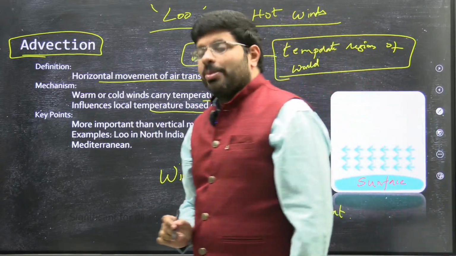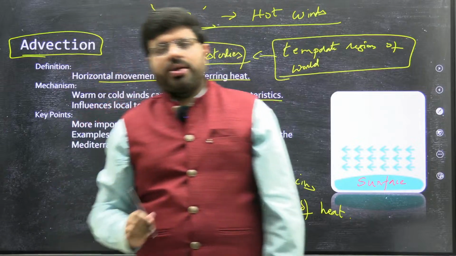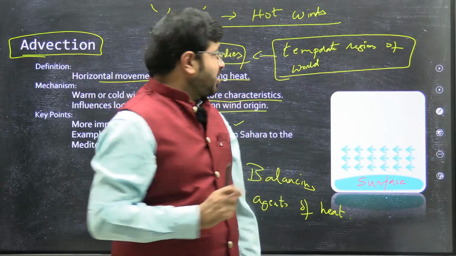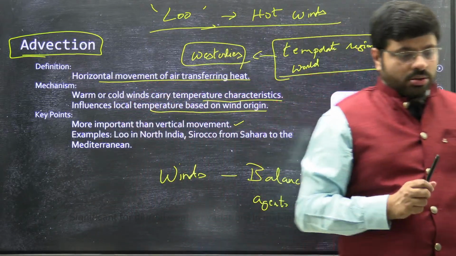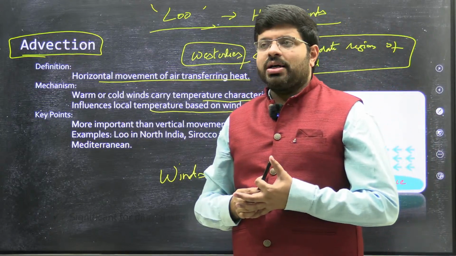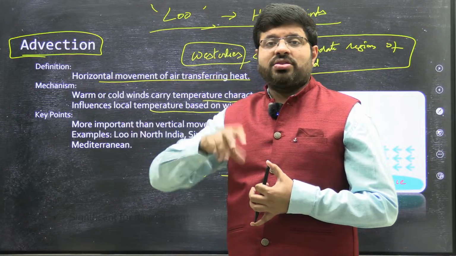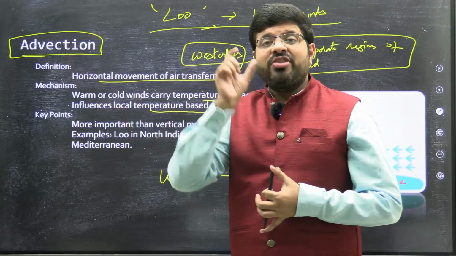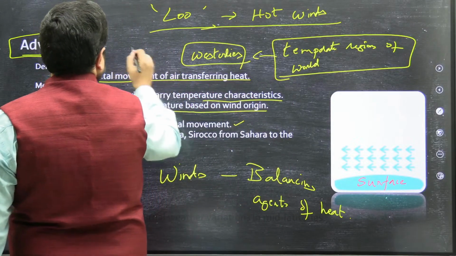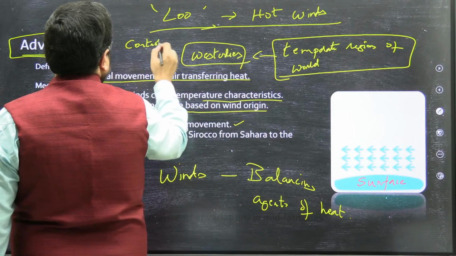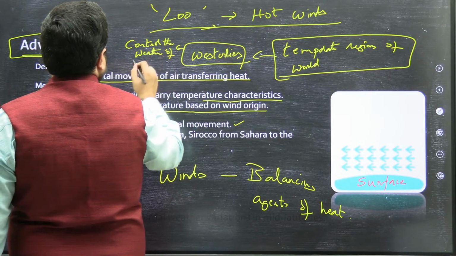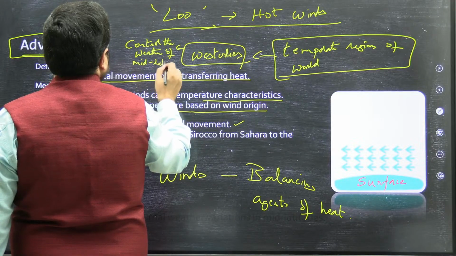Often, in climatological terms, we use this word. Westerlies are the dominating agents of the wind system. Westerlies are something like controlling factors of the temperate regions. They control the weather of the mid latitudes. What is the statement? Westerlies control the weather of mid latitudes.